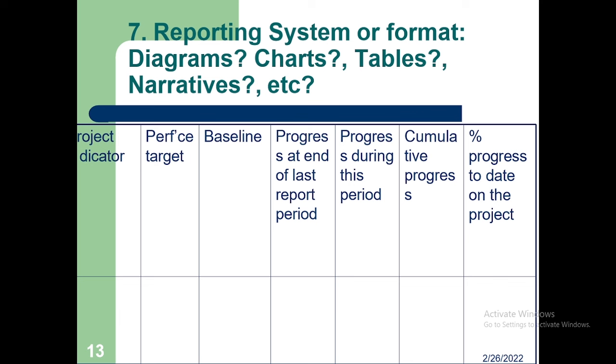Then you can also determine what will be your reporting format. In this case, you can have a reporting format. You have the project indicator, the target, the baseline values, and we shall be reporting maybe at the last period of the quarter or during the period, and maybe these project indicators will be cumulative or will be at a percentage on the project date. You determine that these are going to be our reporting formats for our reporting on the project indicators or project activities for our monitoring and evaluation system.